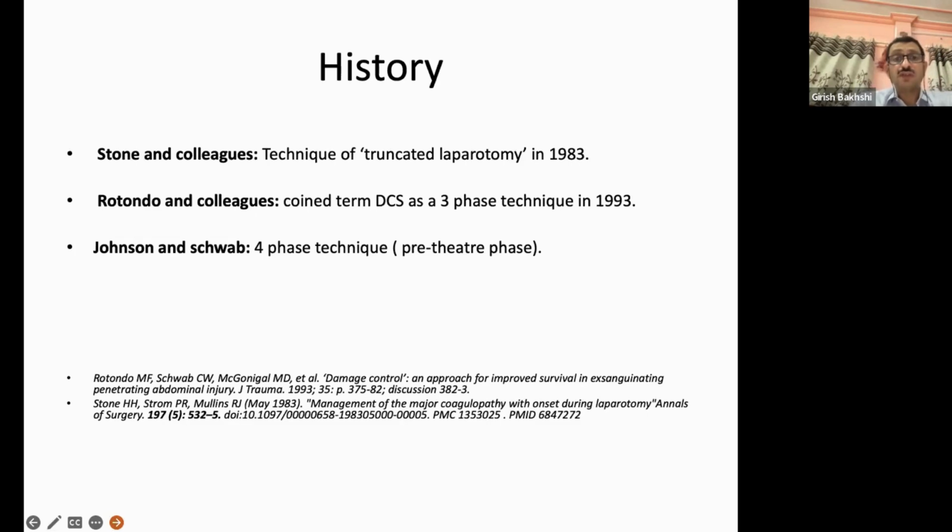Rotondo and colleagues, however, coined the term damage control surgery for the first time in 1993, when they emphasized that besides laparotomy and ICU care, you have to divide it into 3 phases, where the third phase is the definitive care. Time is critical here, because the definitive surgery has to come into play within 48 to 72 hours. As pre-hospital trauma teams started developing more in the West, whereas in India we are still in infancy but developing, Johnson and Schwab in the West said that there is a 4-phase technique, and I'm going to talk about it before we take the patient into the theater.